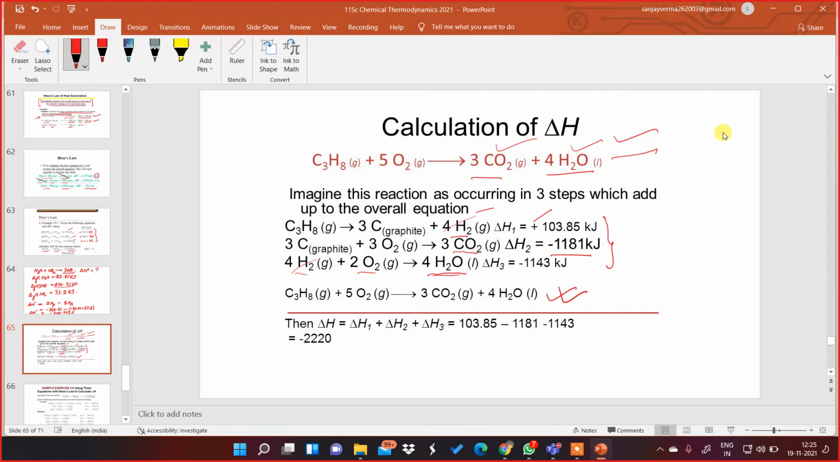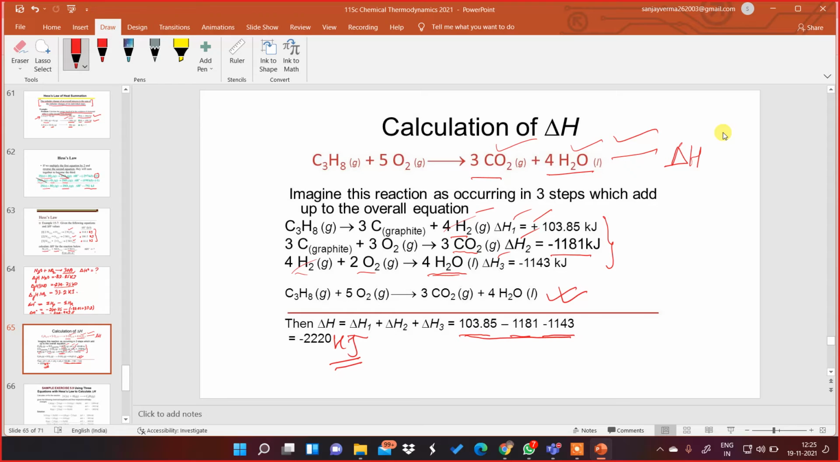over here. Now, in this step, see, this is a summation. This is the Hess's law application illustration I'm giving. So delta H for this reaction will be delta H1 plus delta H2 plus delta H3. Delta H1 value is plus 103.85. Delta H2 value is minus 1181 kilojoules and delta H3 is minus 1143 kilojoules. So if we add all these three, we will get the answer minus 2220 kilojoules. Okay, are you getting it?